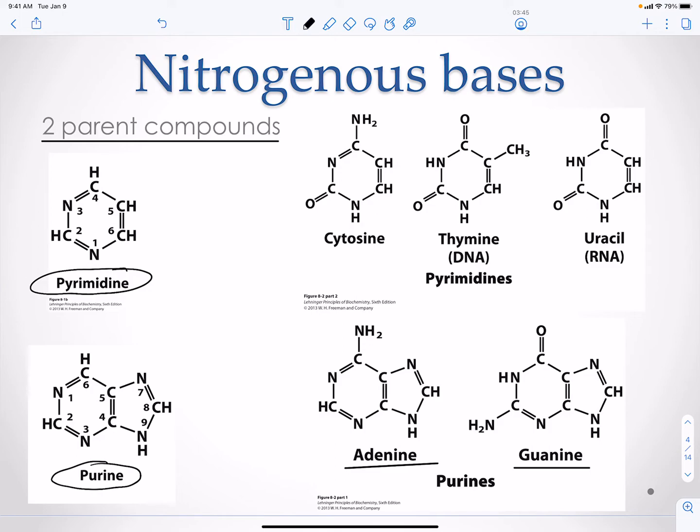So our pyrimidines are going to be single ring structures. And in our DNA, we have cytosine and thymine. And of course, in RNA, thymine is replaced by uracil. And so for our thymine to become uracil, we are going to lose a carbon on our thymine to form that uracil.